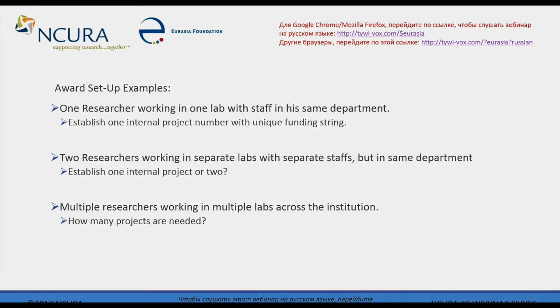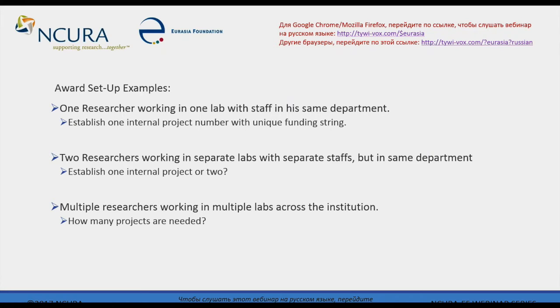In the second example, we have two researchers working in separate labs with separate staffs, but they are in the same department. Should we establish one internal project or two? The answer is, it depends.